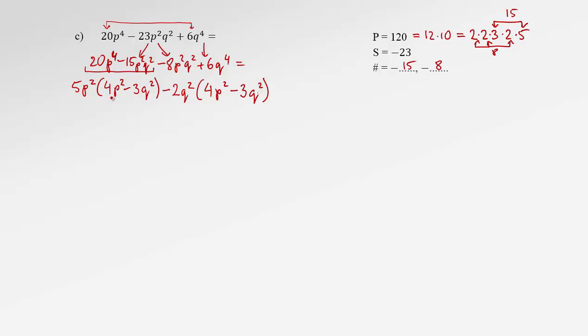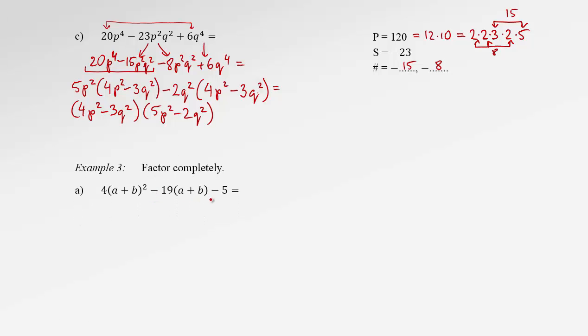If it wouldn't be the same bracket, we wouldn't be able to factor, so we need to go back and check where's the possible mistake. Okay. So now we pull the common bracket, 4p squared minus 3q squared, and the remaining bracket is 5p squared minus 2q squared. And the question is done.